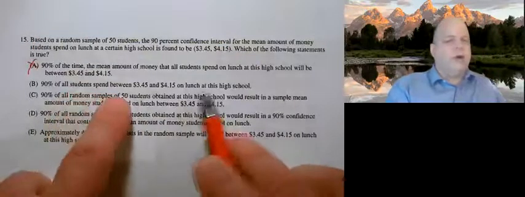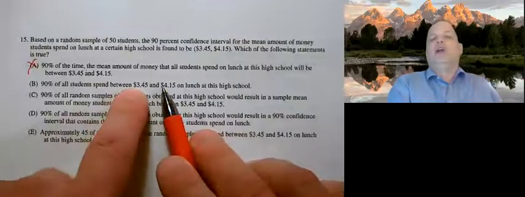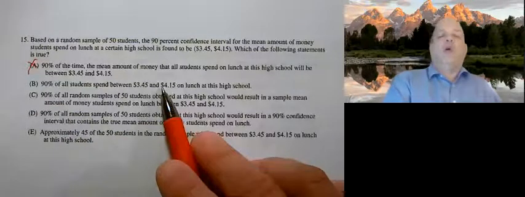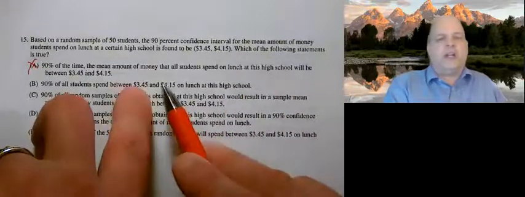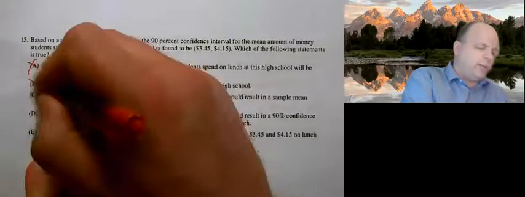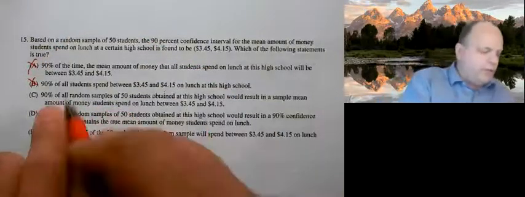90% of all students, well, we can't say that. We can say 90% of the time, we are 90% confident that it lies within this interval, or if we did this process over and over again, 90% of the time it works, but we can't say that it lies within our endpoints. There's no confidence there. 90% of all random samples, of all random samples.